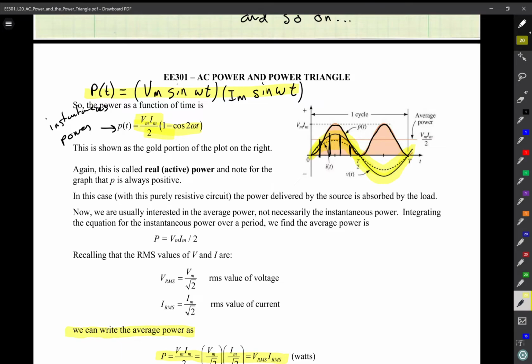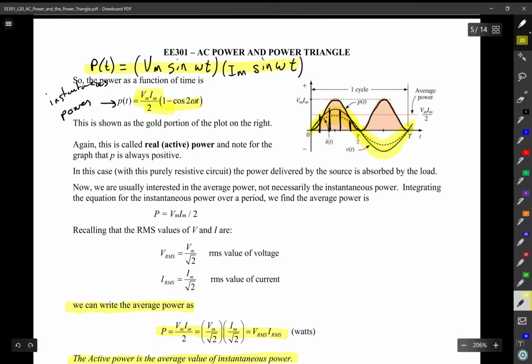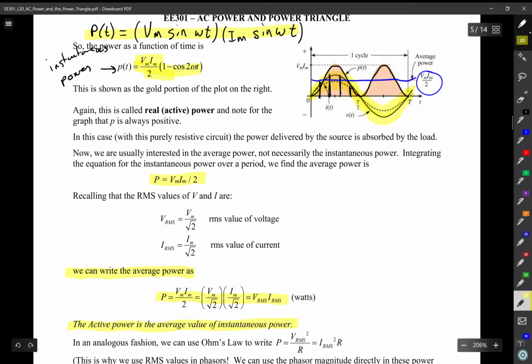Now, what we can see here is that if I find the average power, we can just look at this on the graph. The average power is going to be positive, and that value is shown here. That's Vm times Im over 2. Now, what we say is that that is the average power shown here, and average power is equal to the voltage times current, the peak values, divided by 2.